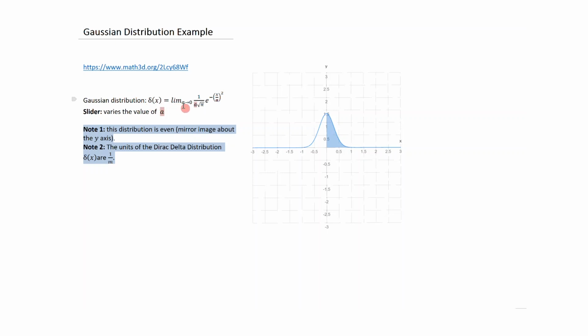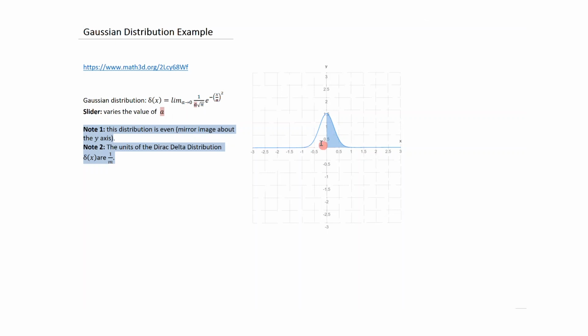It will involve a limit of this value a going to 0, 1 over a square root of pi, e to the minus (x over a) squared. And what we do is we let a go to 0. Now, if a goes to 0, this term goes to infinity, and the width of this shape gets smaller and smaller. So with a getting smaller, this peak gets larger and the width gets smaller. So effectively what you'll end up with is a value of 0, except at x equals 0, where you'll end up with this spike that goes to infinity.